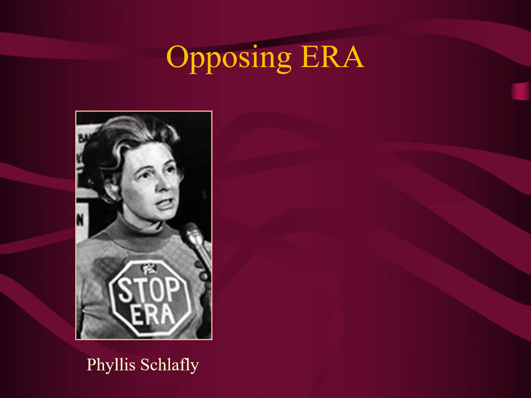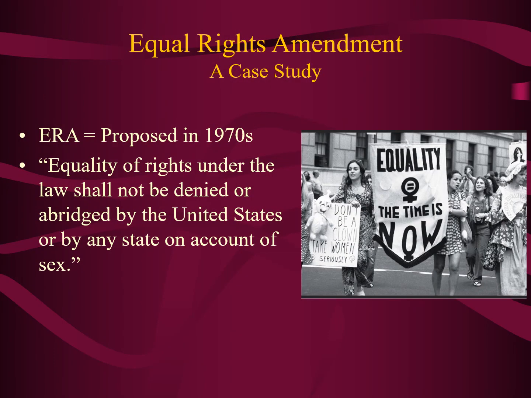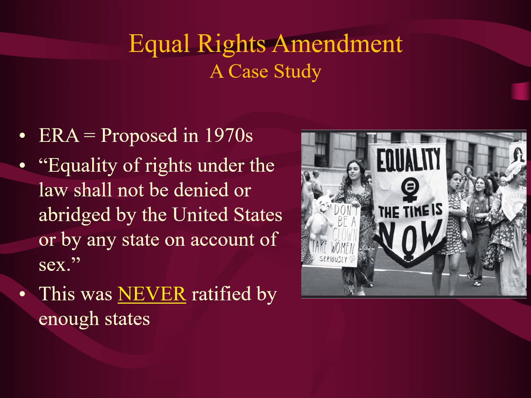Initially, there was a great deal of support for the Equal Rights Amendment. 10 states ratified it, 20 states, 25, 30. But then opposition began to grow. When many women, including Phyllis Schlafly, shown here, came out against it, it kind of gave the ERA a death blow. While the Equal Rights Amendment was proposed by the House and the Senate, it was never ratified by enough states. So we do not have a provision in our Constitution calling for equal rights based on sex. There simply weren't enough votes.